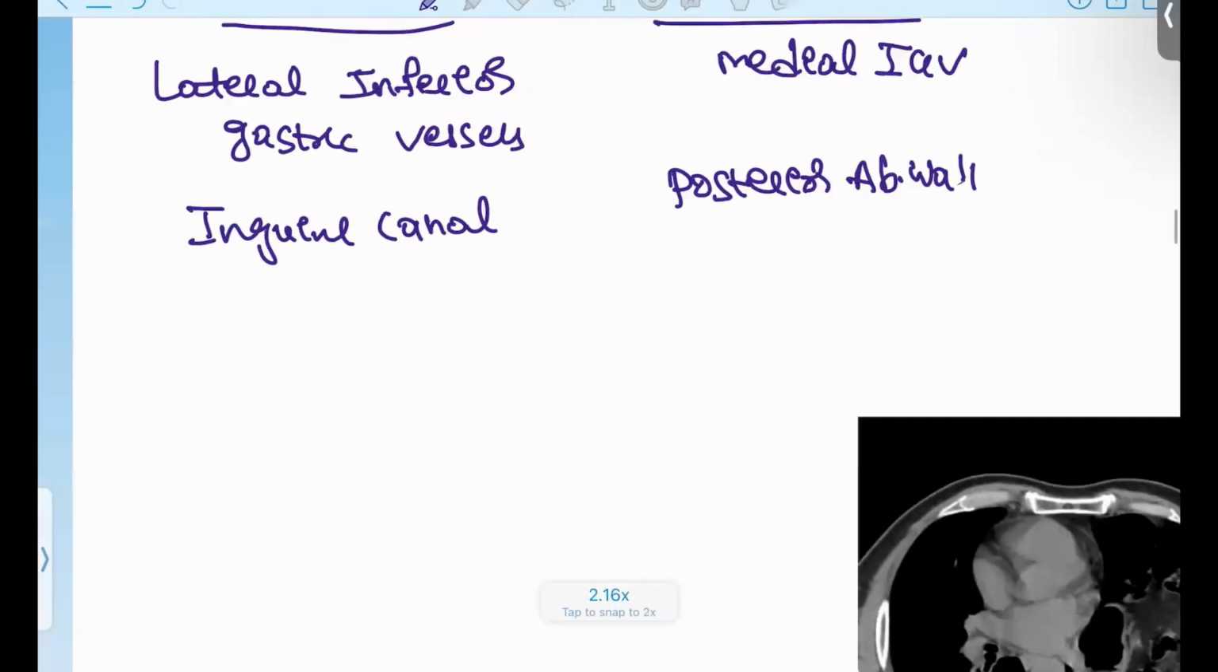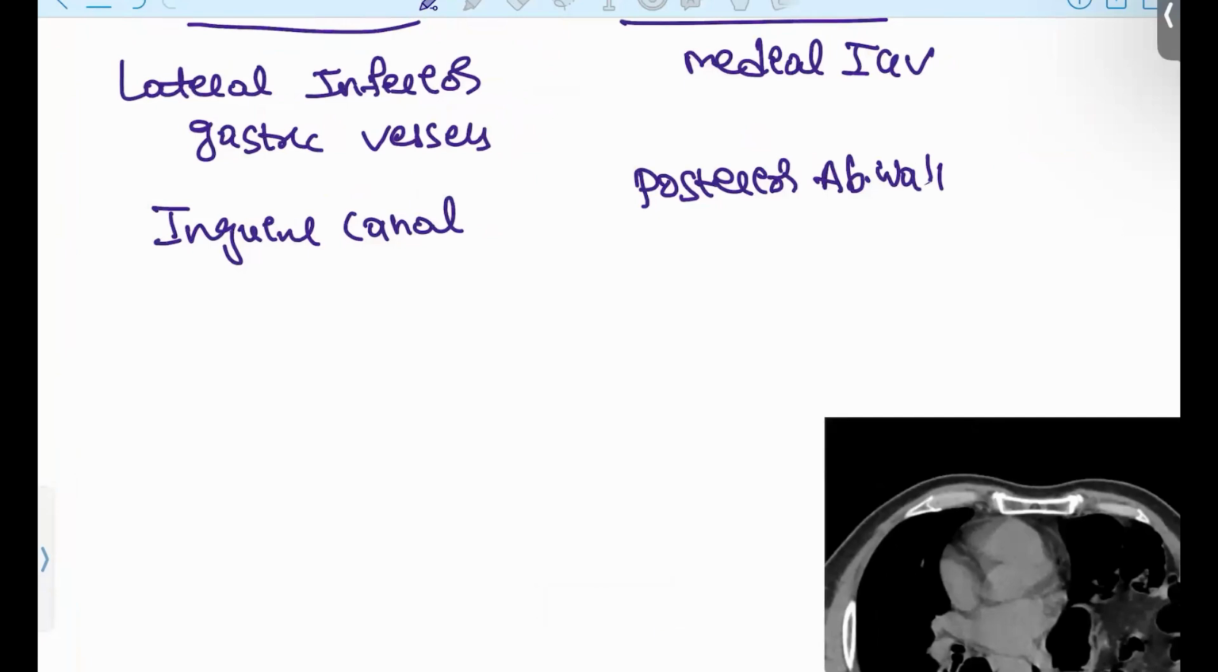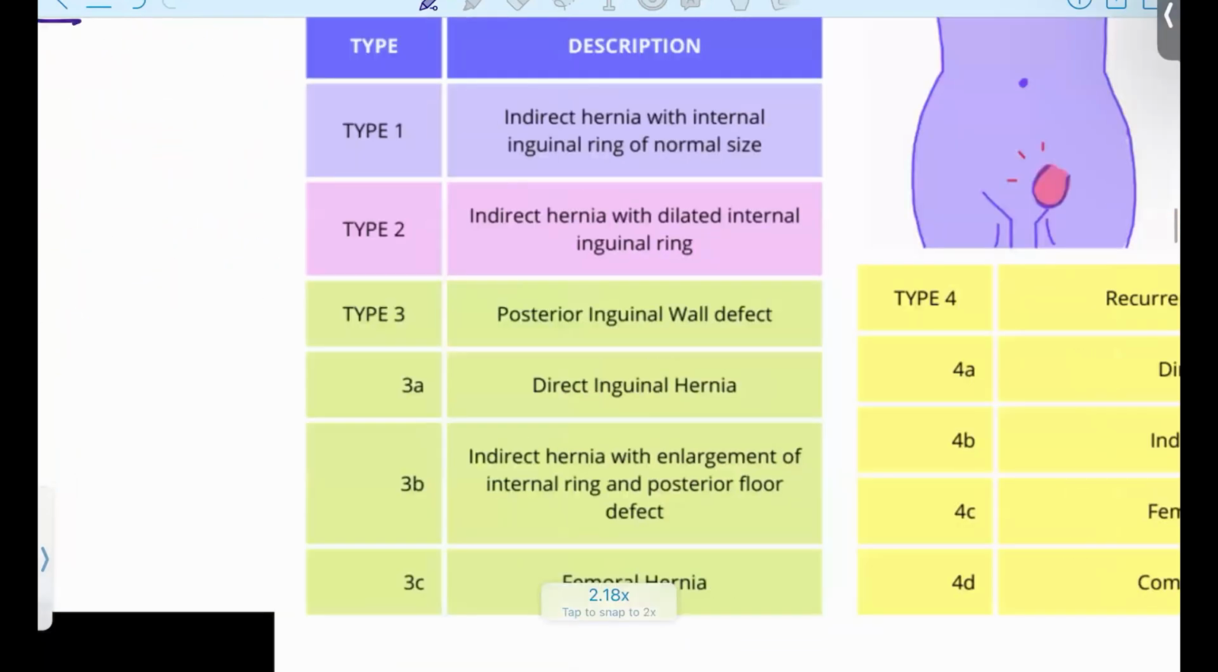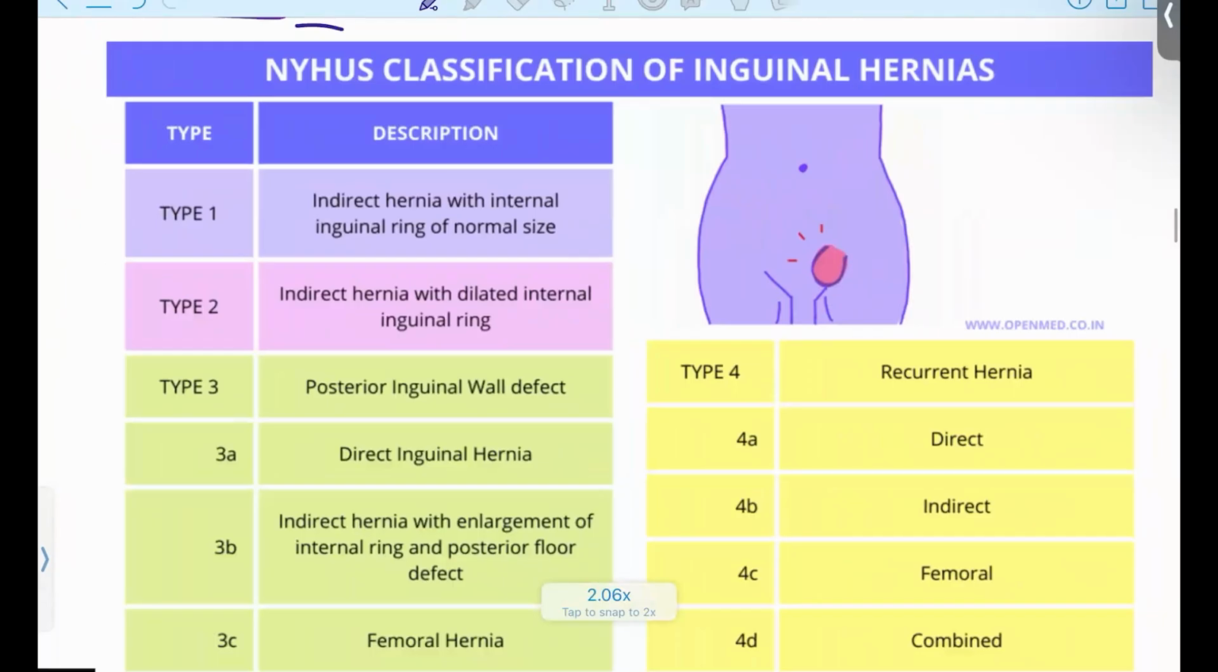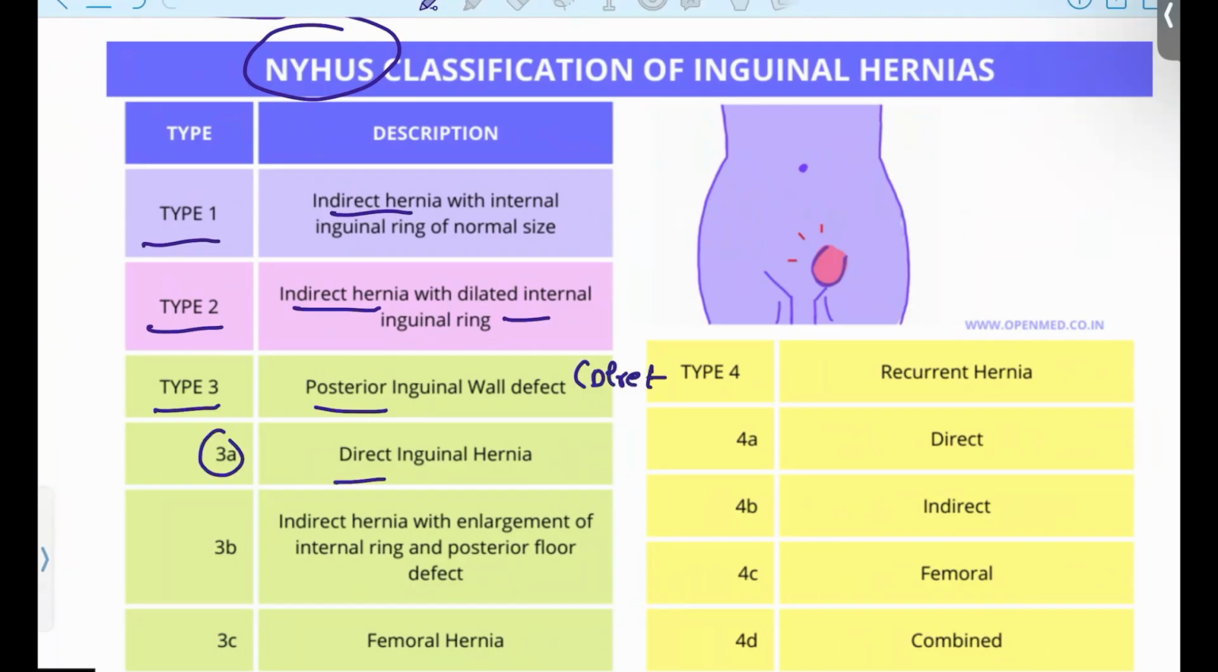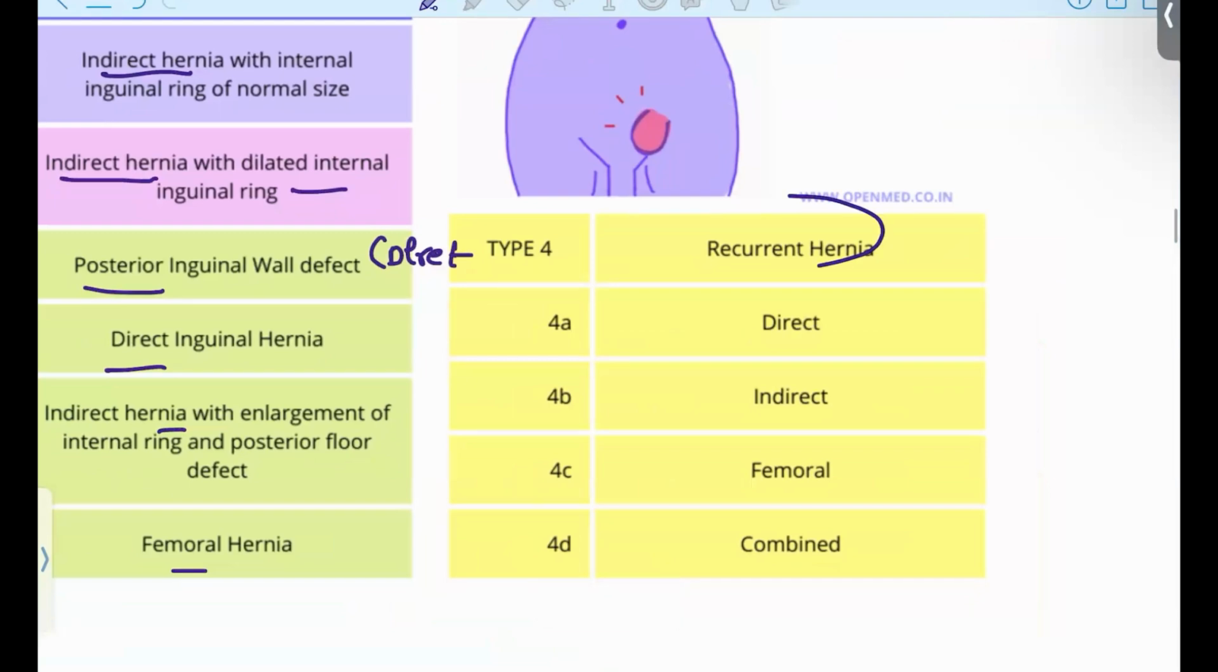And what is the treatment? Hernioplasty and herniorrhaphy. But you have to classify which type of hernia according to the New York scale. Type 1 is indirect inguinal hernia. Type 2 is indirect inguinal hernia which is dilated internal ring. And type 3 is posterior inguinal hernia, your direct hernia. In that, subtypes: 3A for the direct hernia, 3B for the indirect hernia, and 3C for the femoral hernia. Type 4 is the recurrent one. So this classification can be asked in the examination.